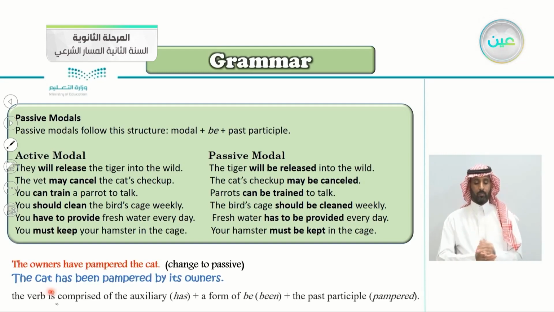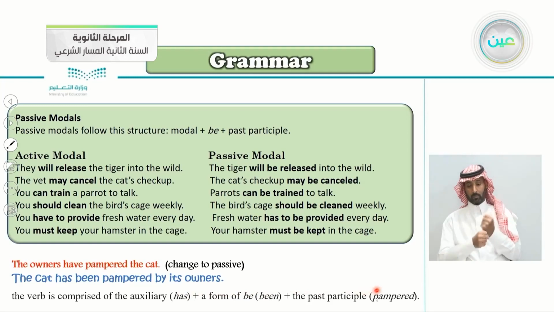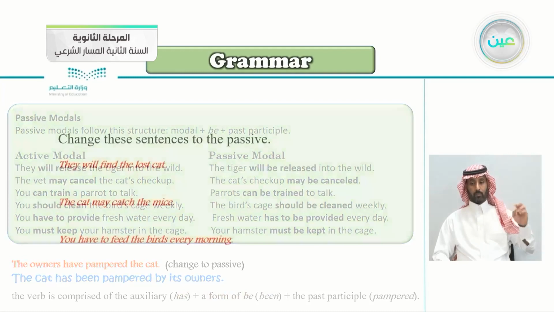So the verb is comprised of the auxiliary has, this is the modal, plus a form of be, any form of be. Here we have been. Then we write the past participle, pampered. So the auxiliary or the modal here is has. Then any form of be, which we have here is been. Then the past participle. Excellent.